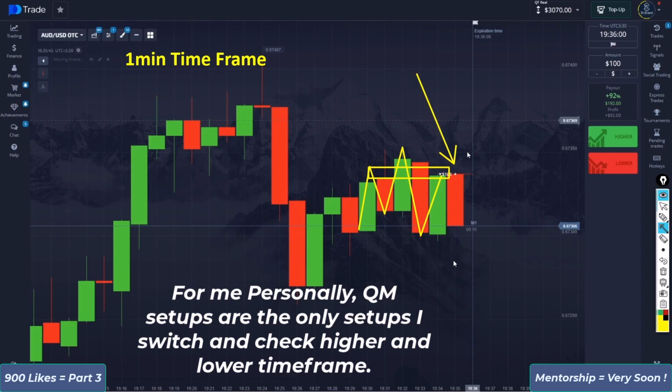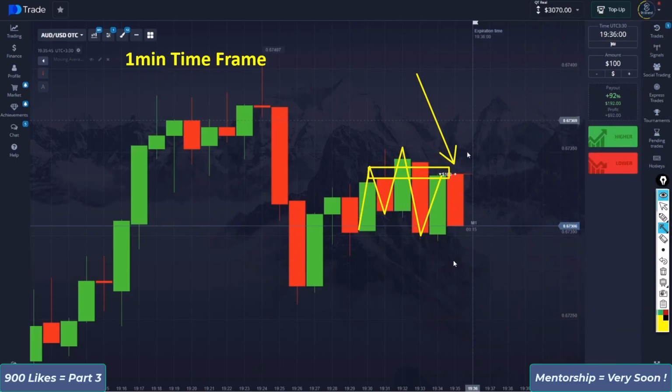What's the philosophy behind that? I'm not saying you have to keep switching between the time frames. It's only for QM levels and QM trading. I never switch between time frames. If you get into the mentorship, you will realize that we take trades on the 1 minute time frame. We don't go to the lower or higher time frame because we do not need that. Only for QM trading, because we have the confirmation at the higher time frame and the precise entry, if you want, in the lower time frame. That's the only concept where we switch between time frames.